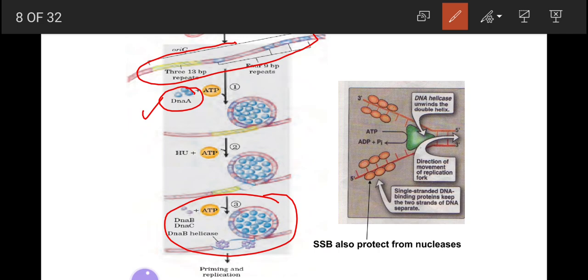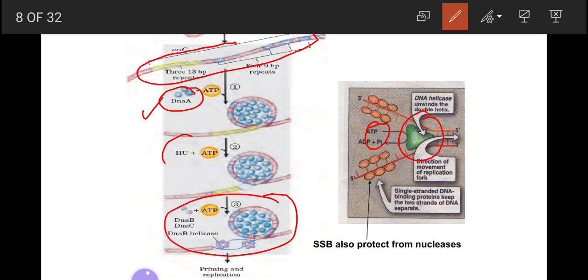DNA helicase, or the DnaB protein, binds to the single stranded DNA near the replication fork. Here you are seeing that the DNA helicase binds to the single stranded DNA near the replication fork, and then moves into the neighboring double stranded region, forcing the strands apart. It means it unwinds the double helix, and it requires the use of ATP.